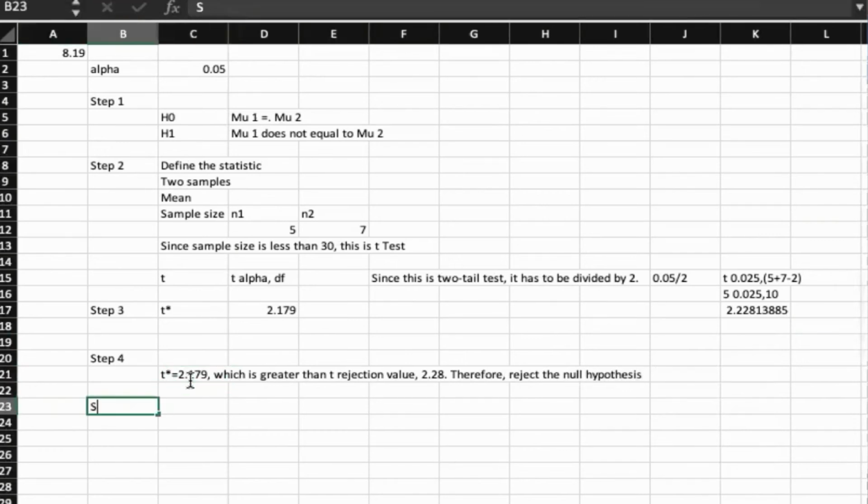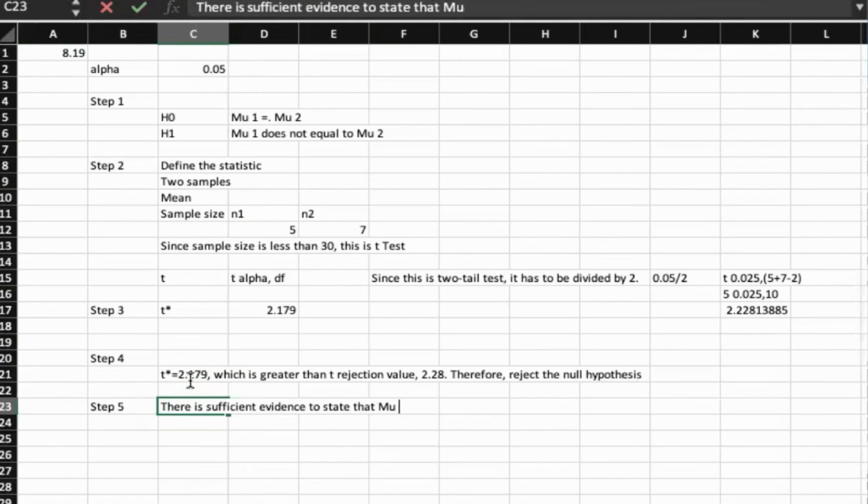Step 5, there is sufficient evidence to state that mu1 equals mu2. That's the answer. Fail to reject the null? Does that fail to reject the null hypothesis? It has to reject the null hypothesis. Oh, I see. I'm sorry.